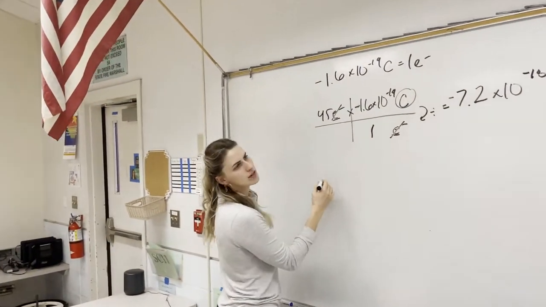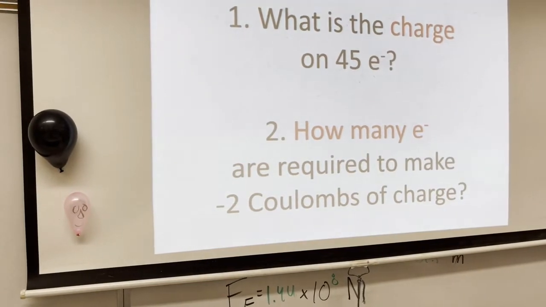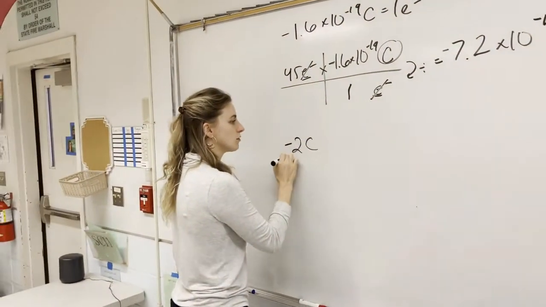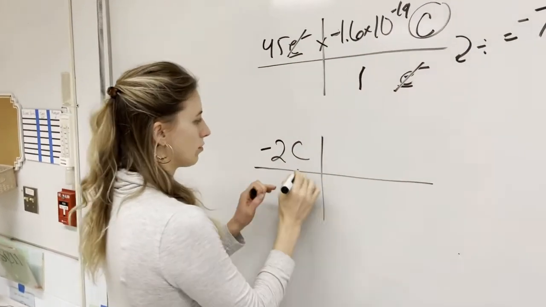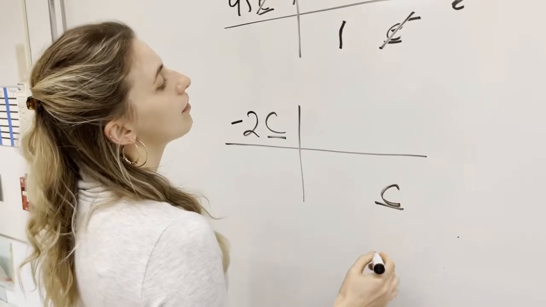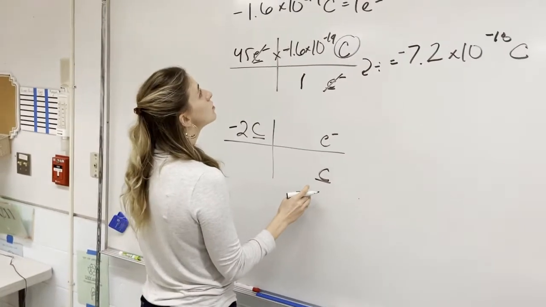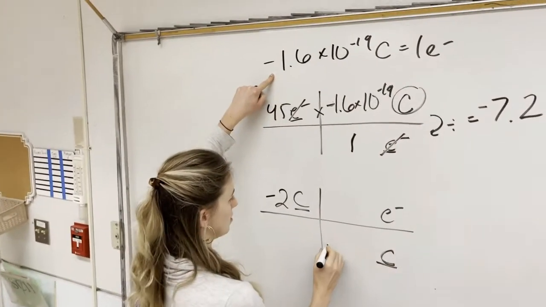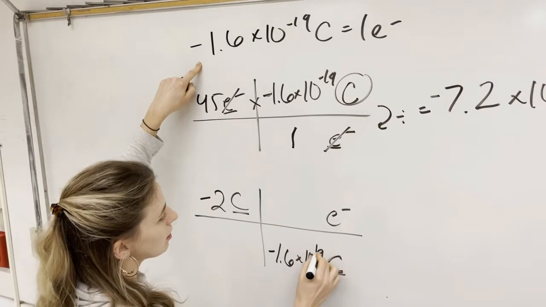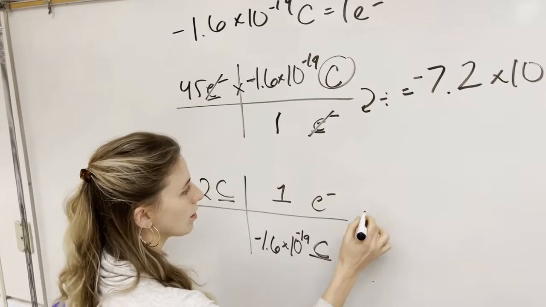Okay, so number 2, how many electrons are required to make negative 2 coulombs of charge? Okay, so I know negative 2 coulombs of charge. I'm going to start with that. And whatever units I have here, I'm going to put them on the bottom. Whatever you're given goes on the bottom there. And then we're trying to find the number of electrons. How many electrons? Okay, so attached to coulombs is negative 1.6 times 10 to the negative 19th coulombs. And then over here, we've got 1.